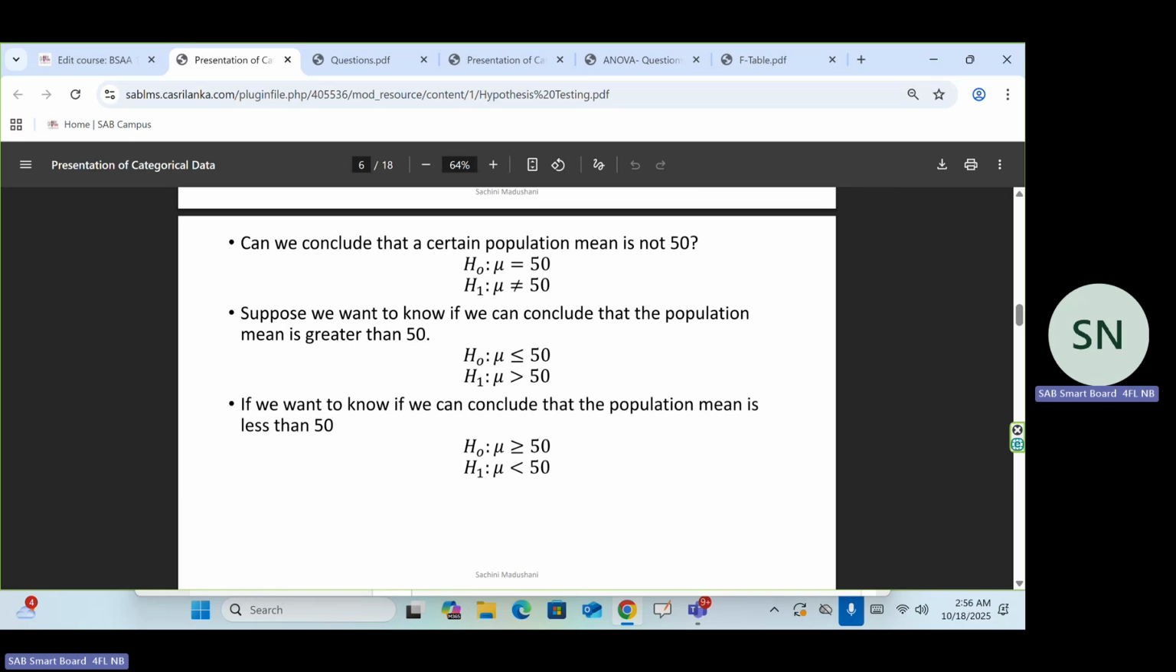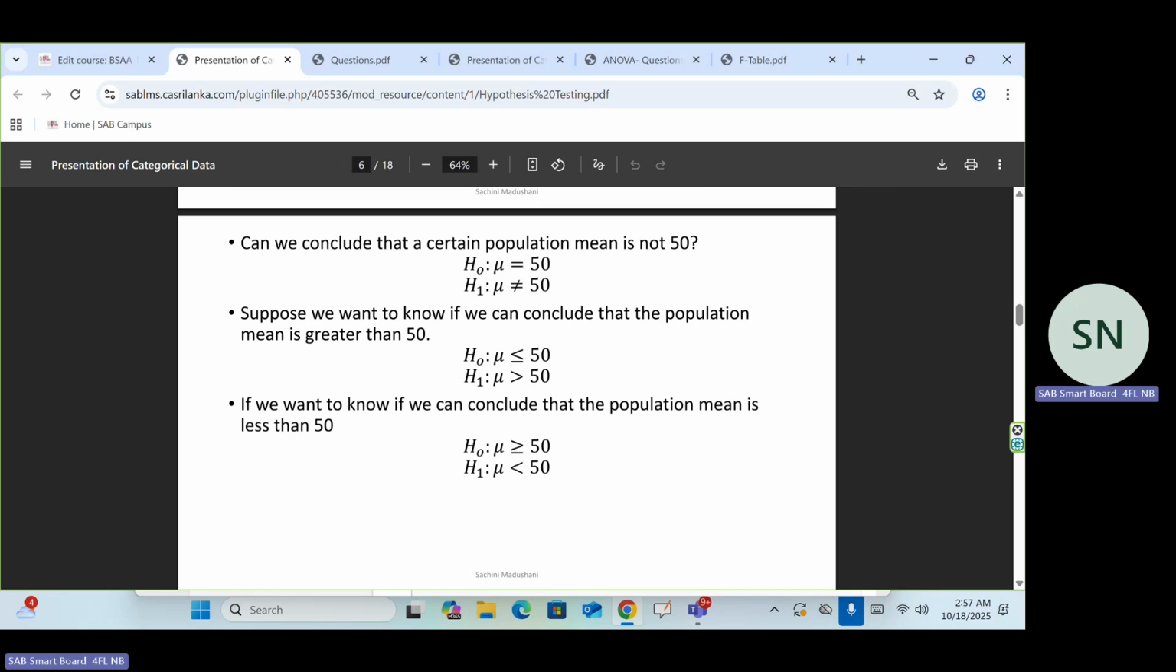Here it says mu value is greater than 50. Then here we only need to check greater than 50. It means this is the one-tail test. Why? Because we only need to check one side. Then move into the first example.